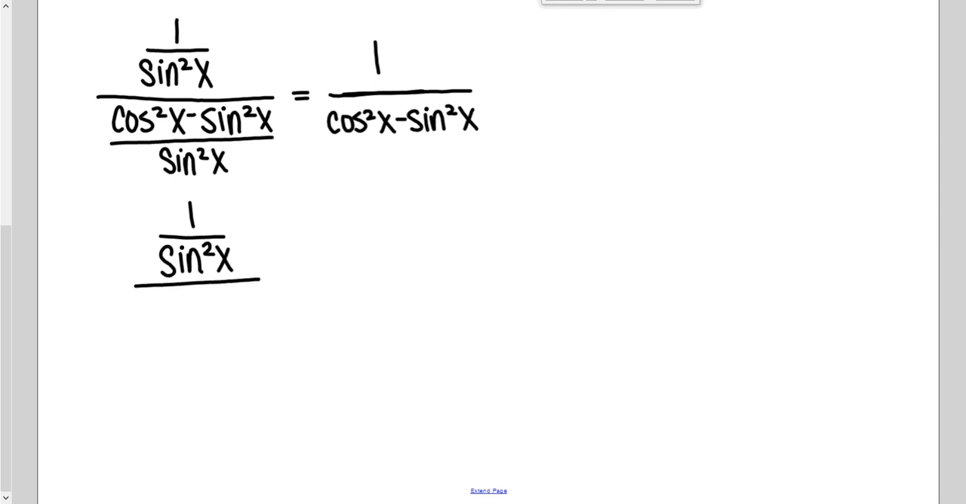This denominator. Man, I'm redoing another step. I'm so sorry, y'all. Give me a second.